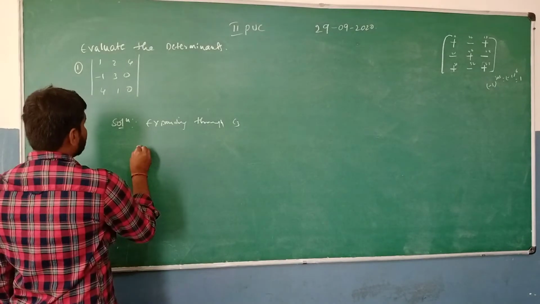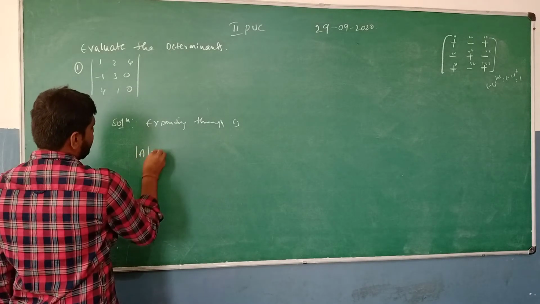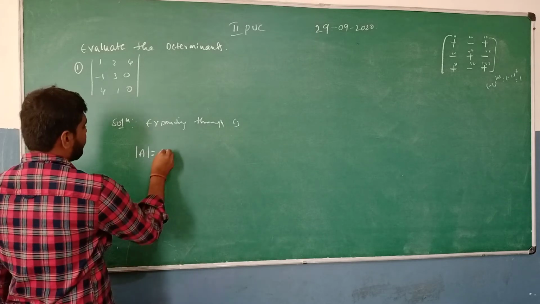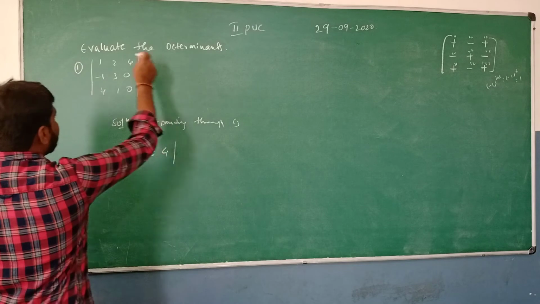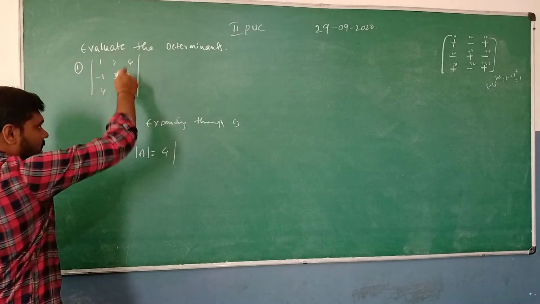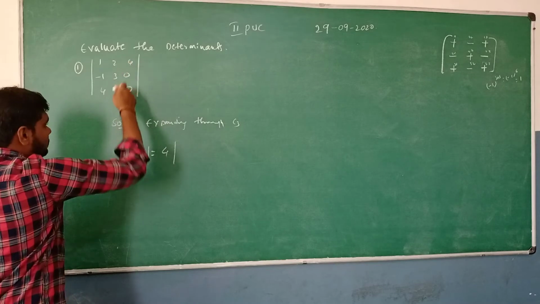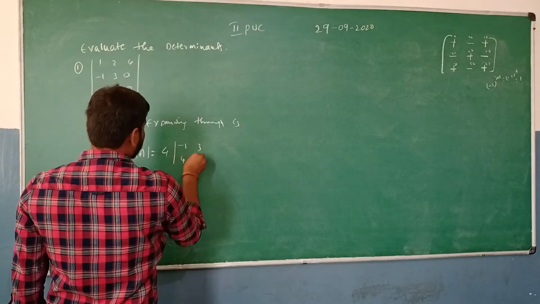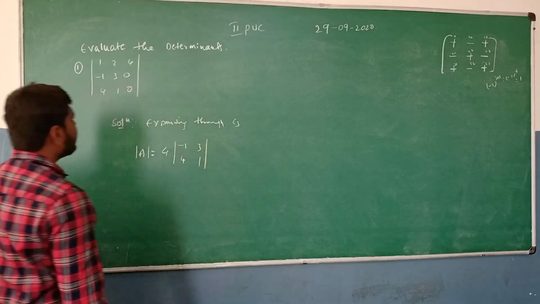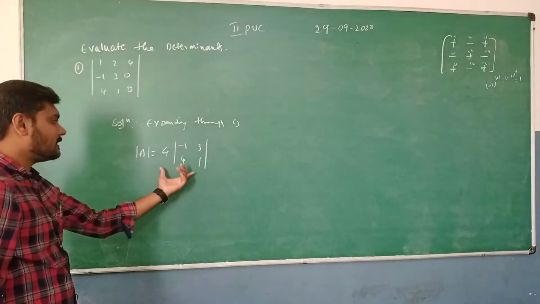For the given matrix A, the determinant of A is equal to 4 into... we need to neglect the corresponding row as well as the corresponding column. That means we neglect the first row as well as the third column. So we are getting minus 1 3 4 1. Next, minus 0 into anything, again 0 into anything is 0. Just expand this one here.